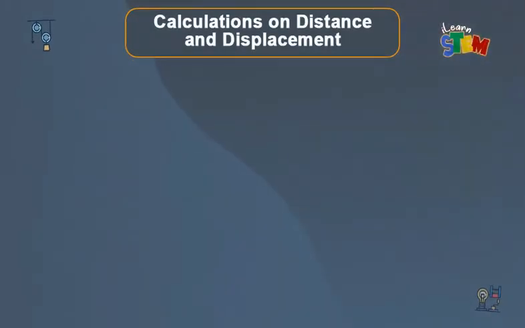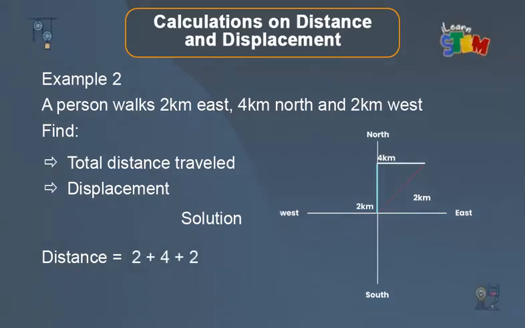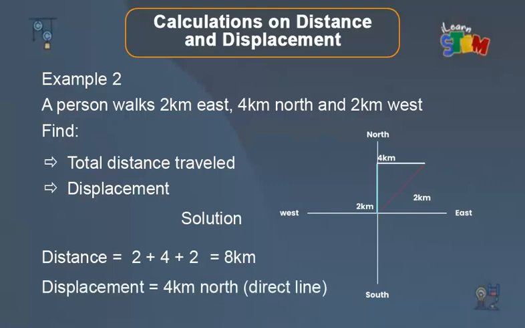Let's use a second scenario. Imagine someone walks 2 kilometers east, 4 kilometers north, and then 2 kilometers west. Solution. To find the distance, we just add everything up. 2 plus 4 plus 2, which gives us 8 kilometers. But for displacement, we only care about the shortest path from start to finish, which is 4 kilometers north. It's not too difficult.